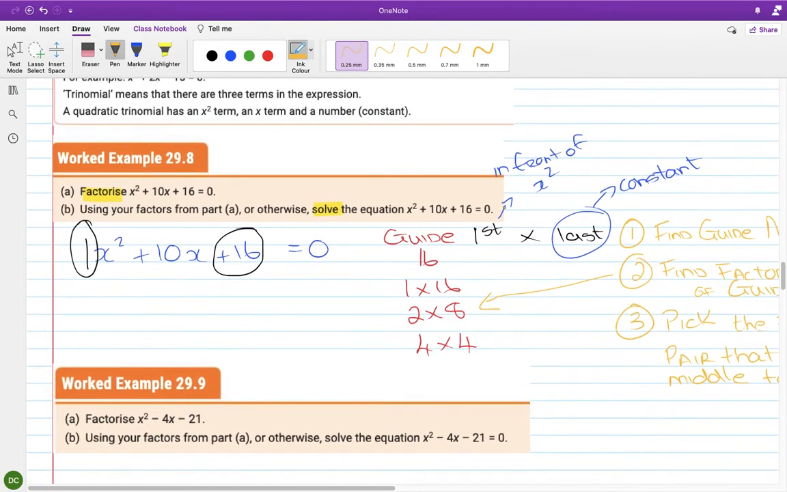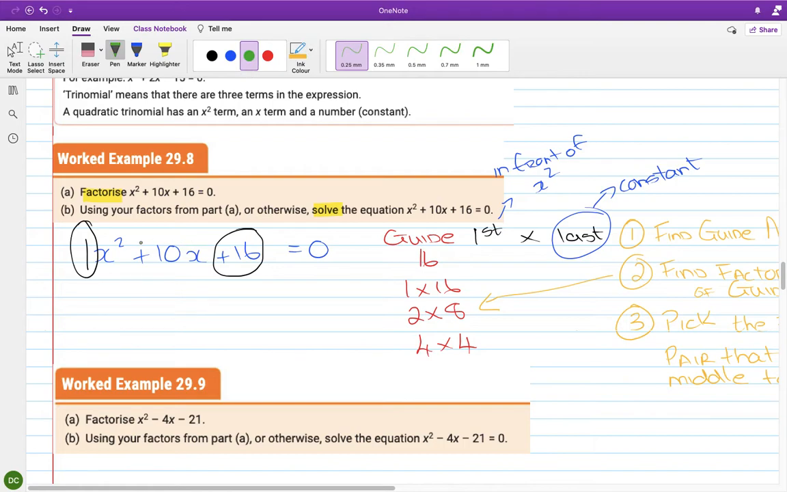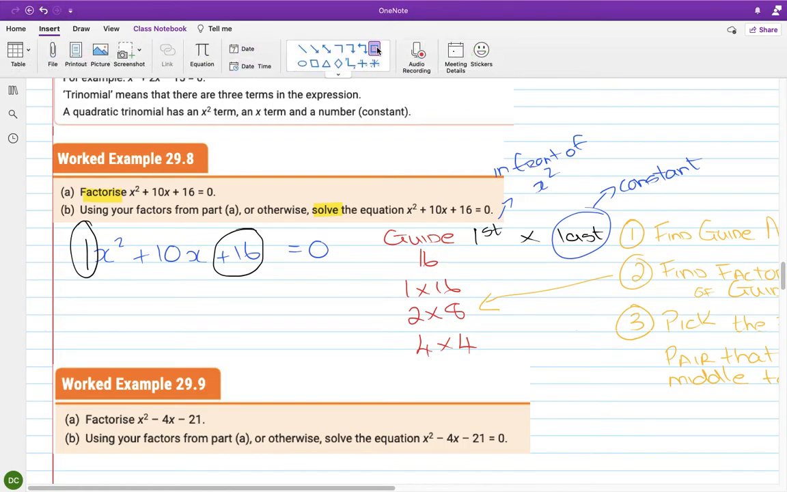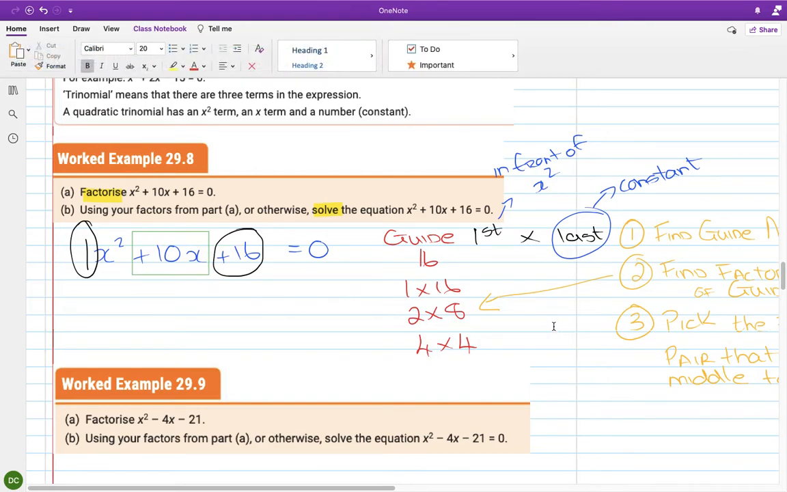Okay? So, the middle term in this question is there, plus 10x. So we look at our numbers here. We have a 1 and a 16. So if we add 1 and 16, we'll get 17. And if we subtract them, we'll get 15. So neither of them are 10. 2 and 8. If we add 2 and 8, we get 10.